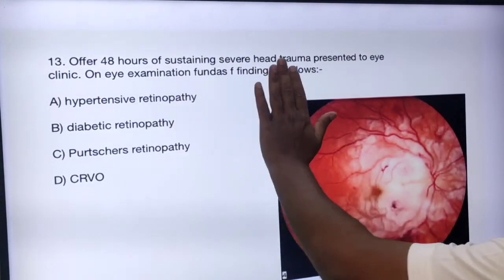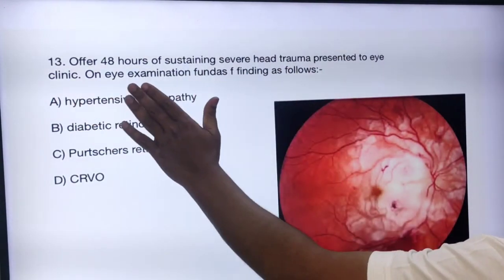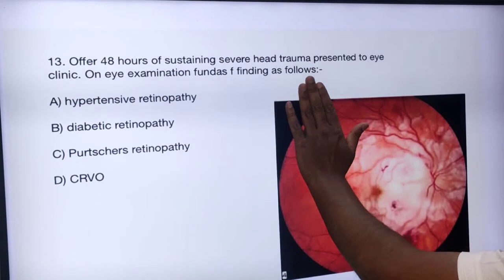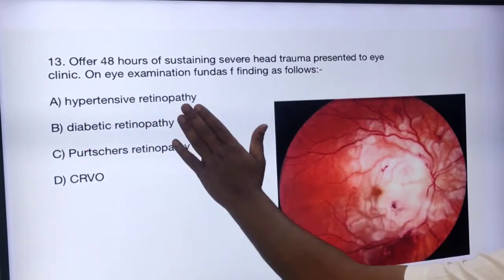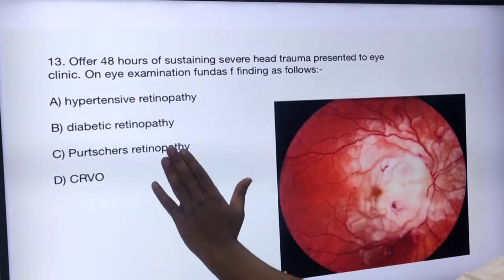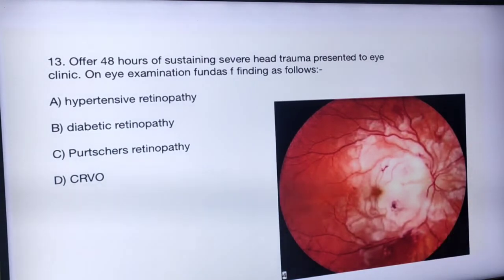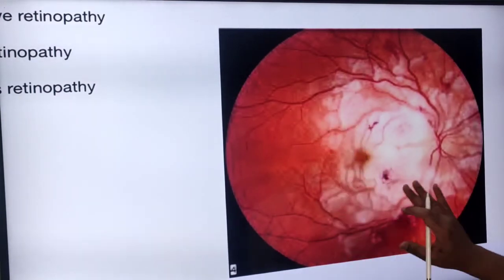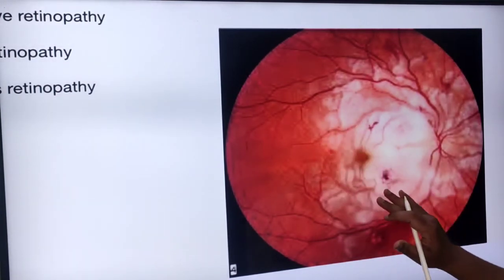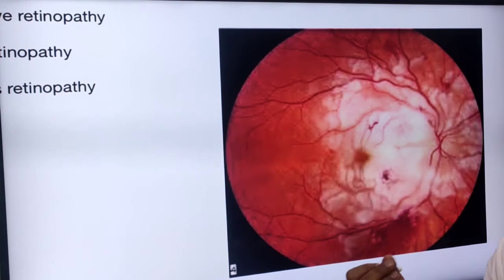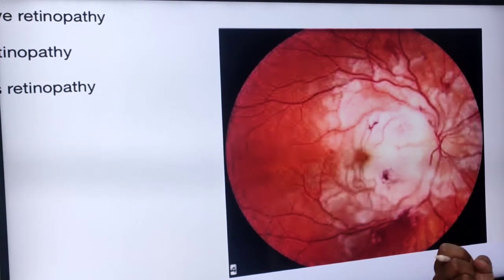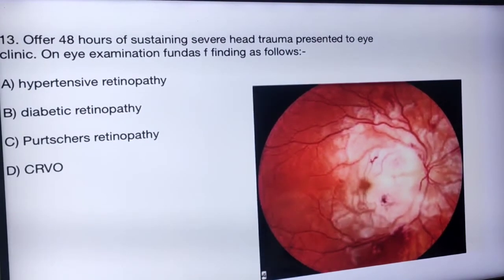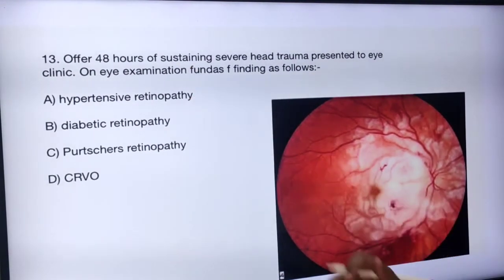A patient sustaining severe head trauma 48 hours ago presented to the eye clinic. On eye examination, fundus findings are as follows: hypertensive retinopathy, diabetic retinopathy, Purtscher retinopathy, CRVO. You can see in this picture there is a whitish discoloration of the fundus, representing some ischemic and degenerative changes. So the clinching of the diagnosis is, after trauma, mostly Purtscher retinopathy is the answer.